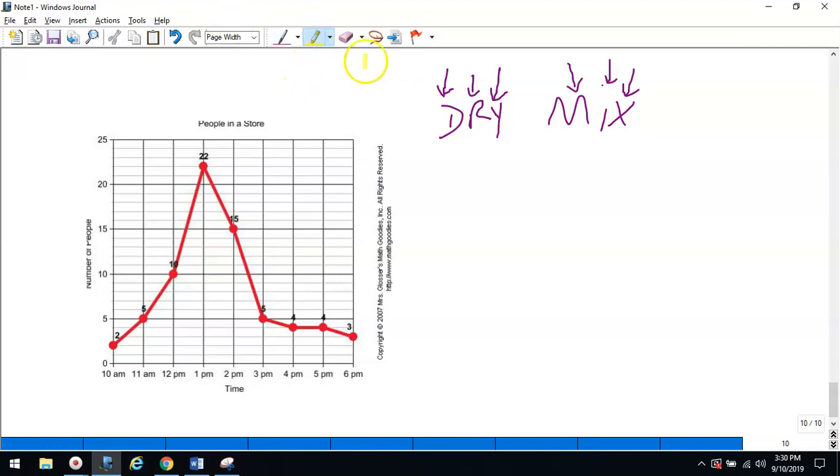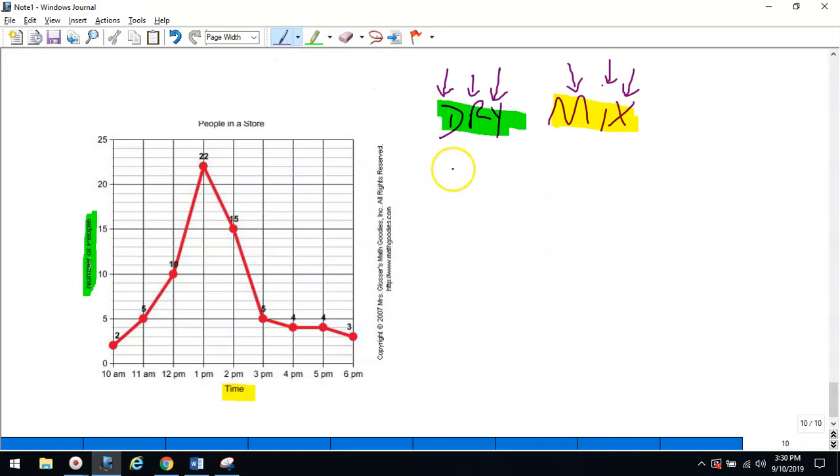In any case, the independent is x, so in this case, independent is time, and the dependent is y, so in this case, it's the number of people in a store over time. The number of people in the store is the variable. I was just thinking to myself, over the time of the day.